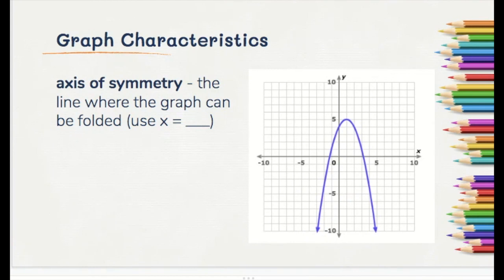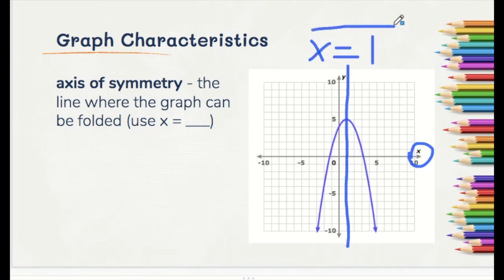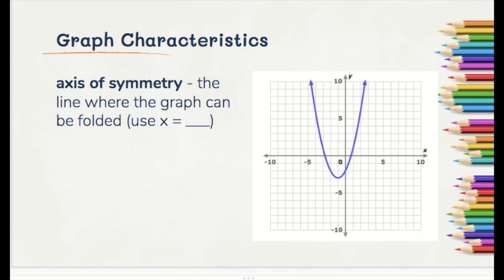Okay, the last characteristic in this video, the axis of symmetry. It is a line where the graph can be folded so both sides are mirror images or the same. So the line is right there, and we have to find it on the x-axis, what value that is. X equals, in this case, it is 1. So we write the equation x equals 1.